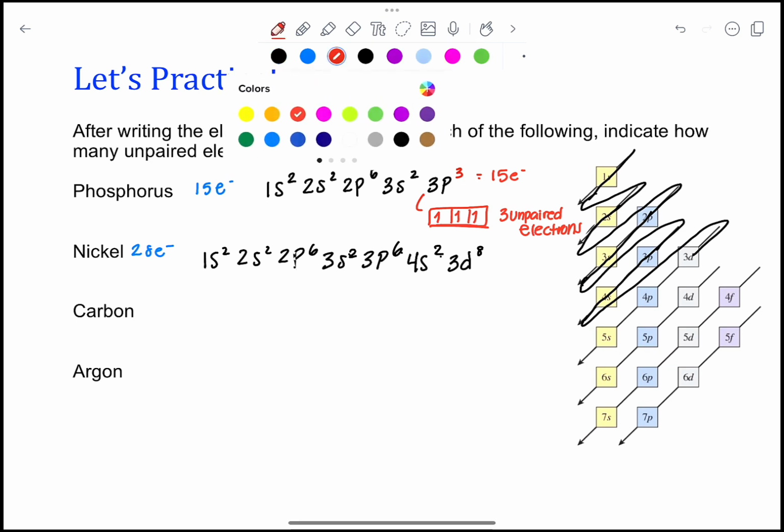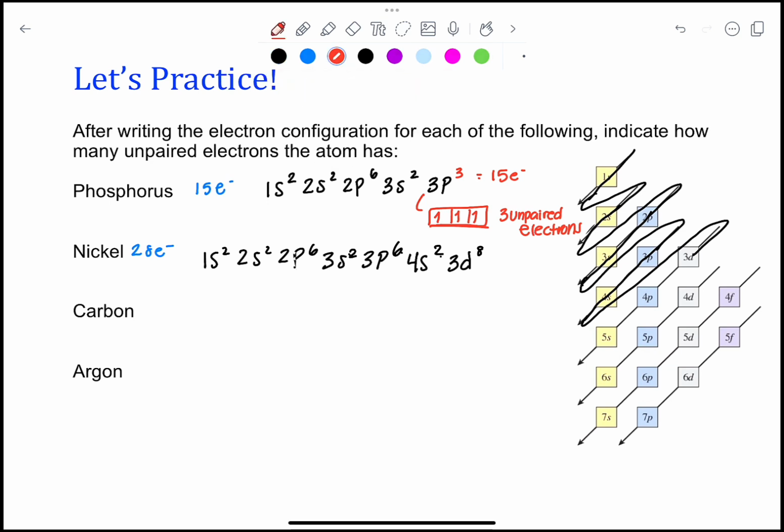So to look at our unpaired electrons, well, d orbital has 5 orientations. So we have 1, 2, 3, 4, 5, 6, 7, 8. We filled those based off of Hund's rule, and because of that, I have 2 unpaired electrons.